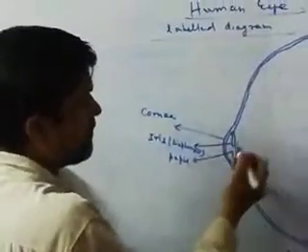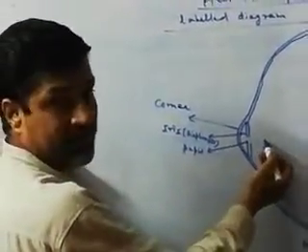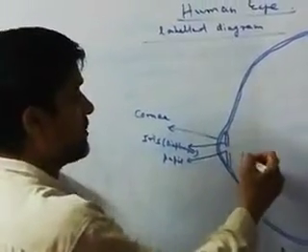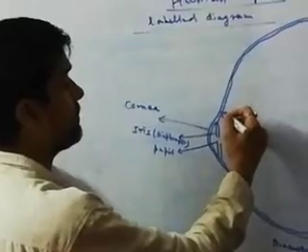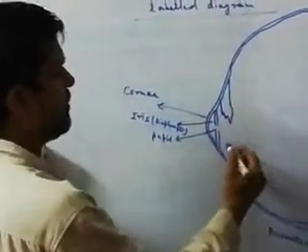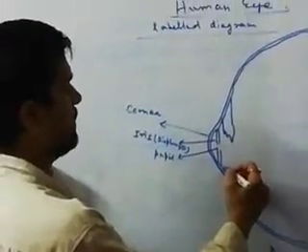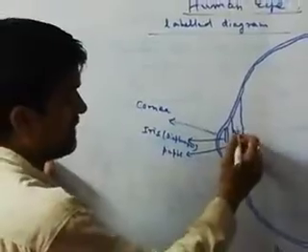Then what happens? Inside this iris and pupil system, there is a crystalline lens which is fixed in the ciliary muscles. With the help of ciliary muscles, this iris and pupil system, these are the ciliary muscles.